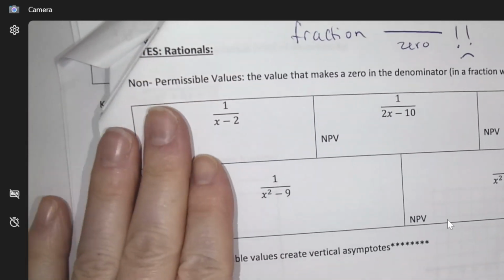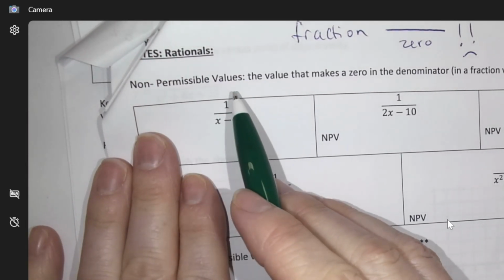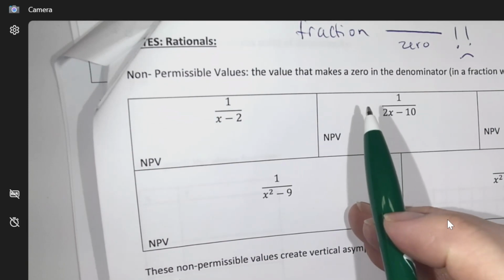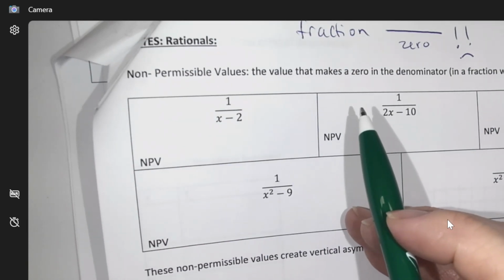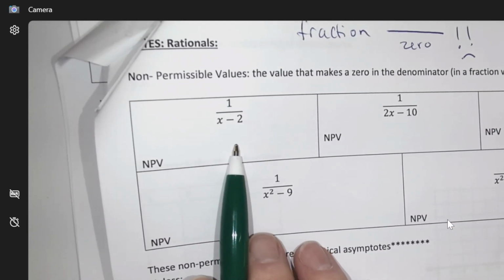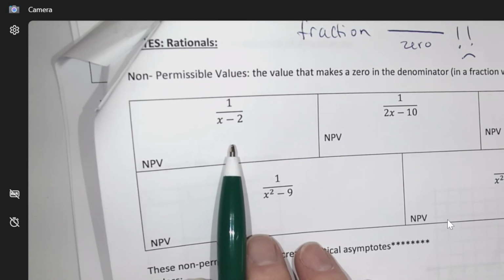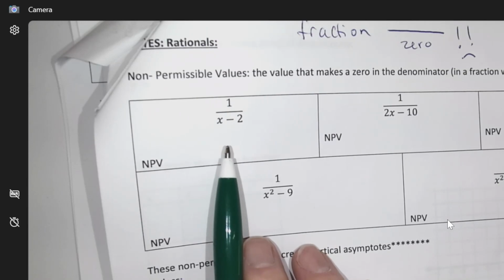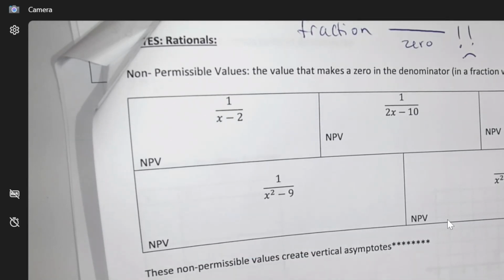Okay, so a non-permissible value is a value that's not allowed to exist because it creates that error. So tell me, in this first example, what is the non-permissible value for x? What is x not allowed to be because it makes that problem 0?